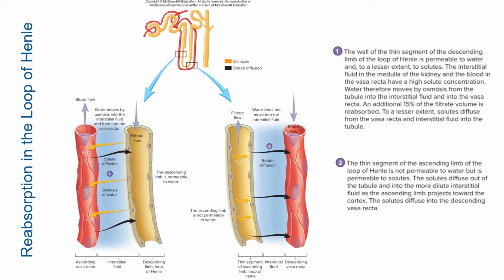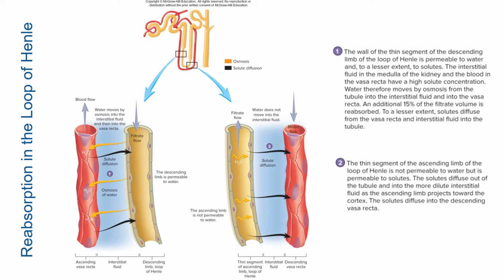On the other hand, the thin segment of the ascending limb of the loop of Henle is not permeable to water, but is permeable to solutes. In this site, the solutes diffuse out of the tubule and into the more dilute interstitial fluid as the ascending limb projects towards the cortex. And then the solutes diffuse into the descending vasa recta. So as you see here, there's really a big difference in the way that water moves in and out, based on which segment of the loop of Henle it is coming from.